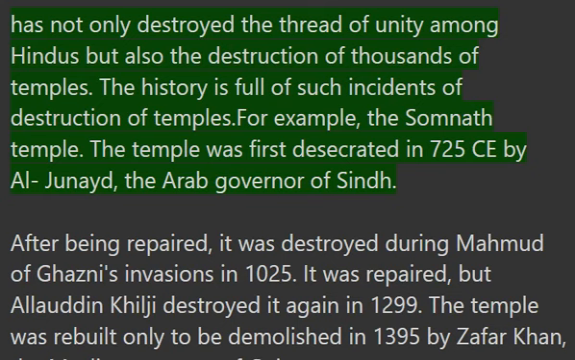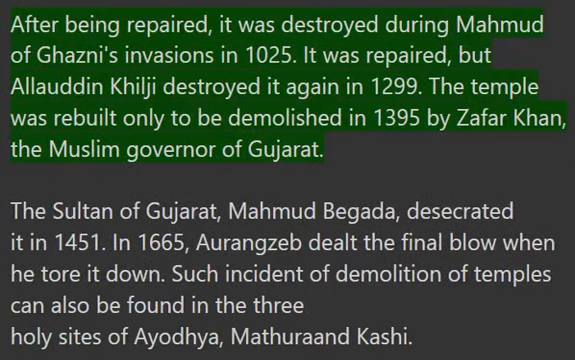For example, the Somnath temple. The temple was first desecrated in 725 CE by Al-Junayd, the Arab governor of Sindh. After being repaired, it was destroyed during Mahmud of Ghazni's invasions in 1025. It was repaired, but Alauddin Khilji destroyed it again in 1299. The temple was rebuilt only to be demolished in 1395 by Zafar Khan, the Muslim governor of Gujarat.